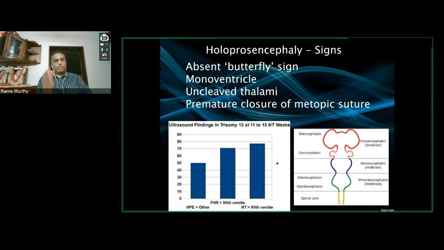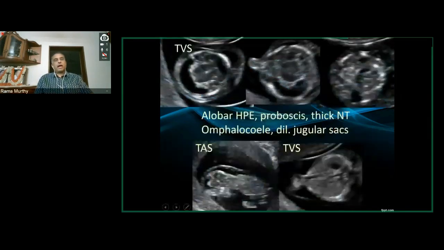So those are the signs that help you diagnose or suspect holoprosencephaly, and we'll go through about 2 or 3 cases to drive home the point. Now this is a transvaginal scan. You see the thalami. The thalami should have a midline echo, which is actually the third ventricle, which tells us that the thalami are actually cleaved, and there are 2 thalami. Here the thalami are running into each other, telling us that it's a thalamus that is not cleaved. There is only one thalamus there.